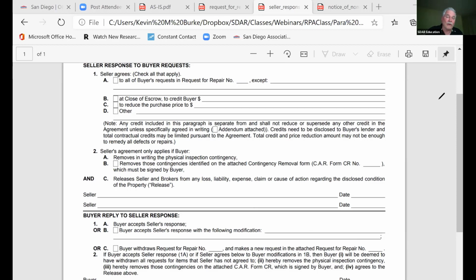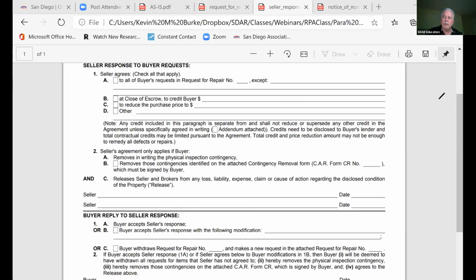Let's read it together. That usually can save me if I don't know what the form says. But I haven't had that experience in probably about 40 years. So, any credit included, okay, again, same language from the previous form that talks about credits and the reduction, the amounts and things like that, okay?